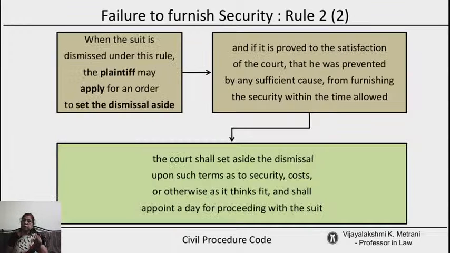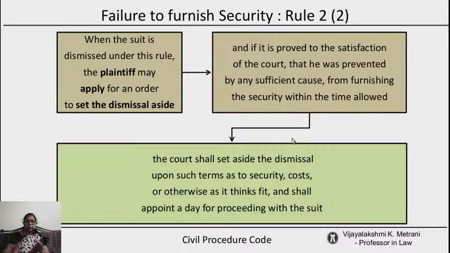When the suit is dismissed under this rule, later on the plaintiff may suffer because he is not able to file another suit on the same ground of action, right? The decree is passed. So, therefore, this plaintiff may apply for an order to set the dismissal aside. When he applies for an order to set the dismissal aside, and if it is proved to the satisfaction of the court that he was prevented by any sufficient cause from furnishing the security within the time allowed, then the court shall set aside the dismissal upon any terms as to security, cost, or otherwise as it thinks fit, and shall appoint a day for proceeding with the suit. That means the suit is restored.